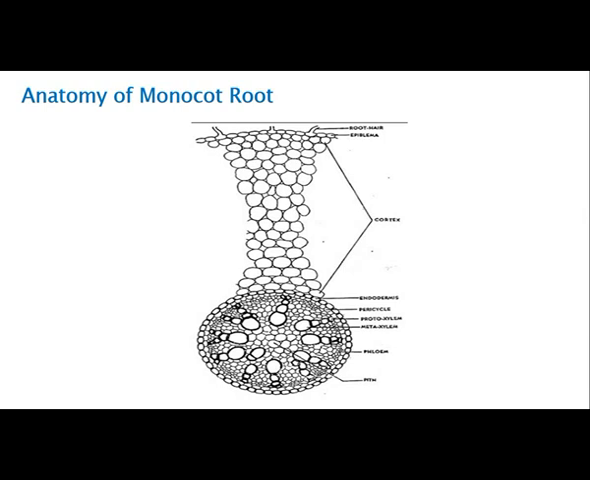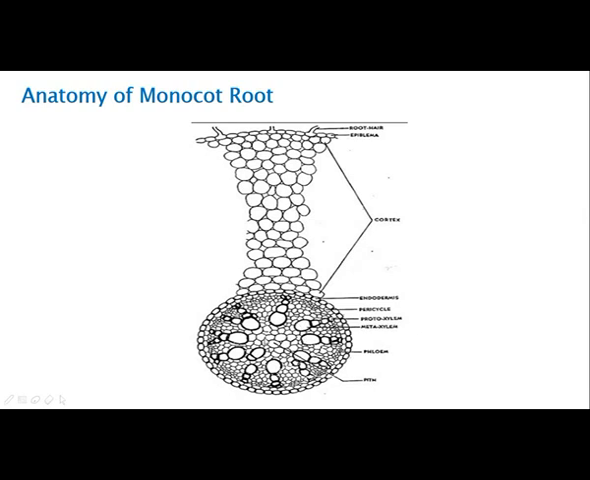Whereas in case of monocot, more than 6 xylem bundles are found. As you can see, there are many xylem bundles. And as I told you to note the shape of the xylem, it was hexagonal in case of dicot root, whereas it is circular, or spherical, in case of monocot root.